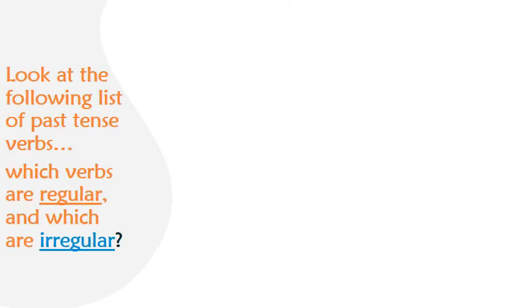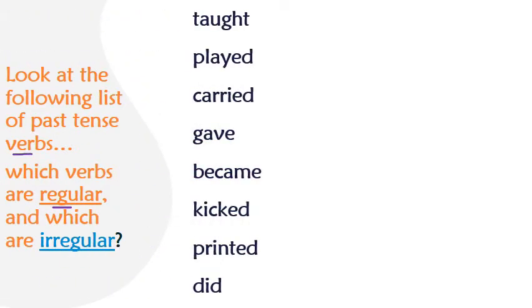Look at the following list of past tense verbs. What verbs are regular and what verbs are irregular? Taught, what do you think? This is an irregular, okay? This is the past of teach. It is the past of teach.